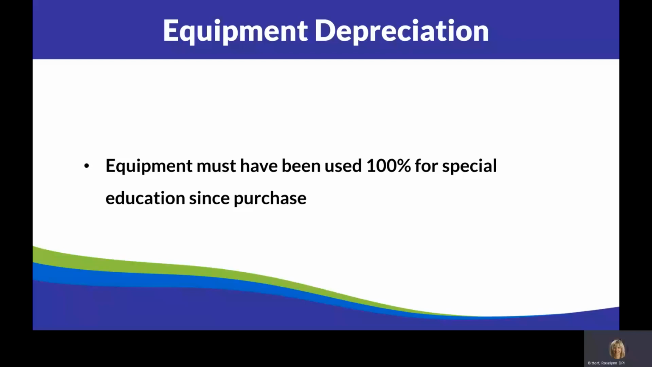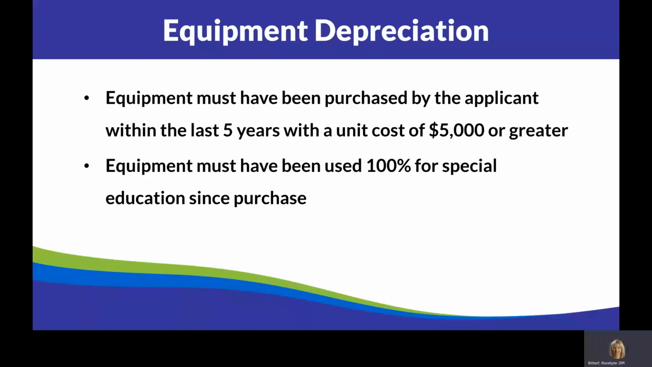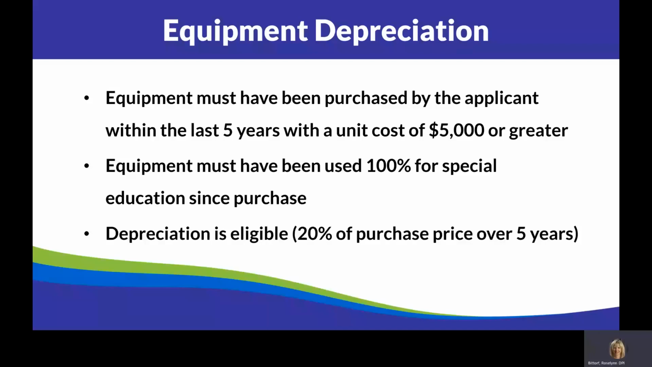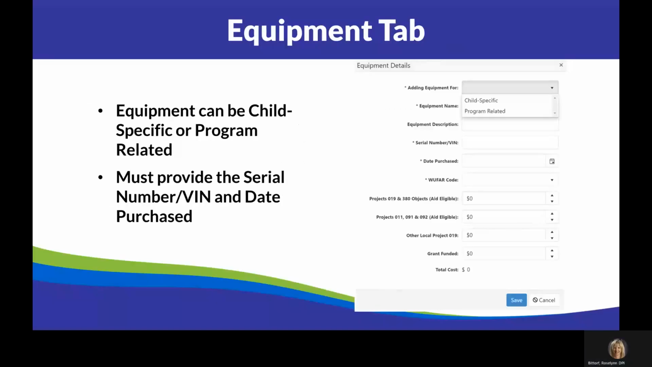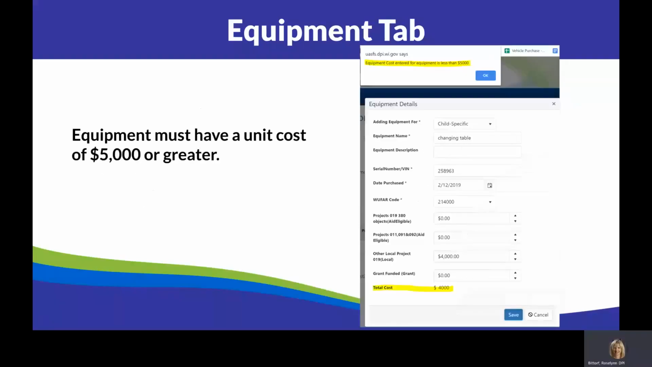The equipment must have been purchased by the applicant within the last 5 years of the fiscal year being claimed and used exclusively for special education services during that time. A depreciated amount equal to 20% of the purchase cost is eligible to be claimed. Equipment can be child specific or program, as you will always be asked to identify which when entering the detail. The applicant must provide a serial number or VIN and purchase date.